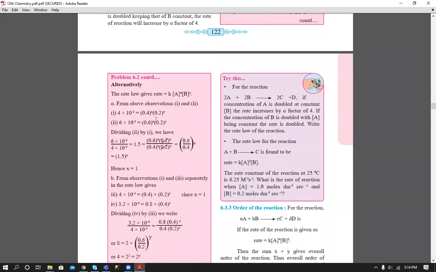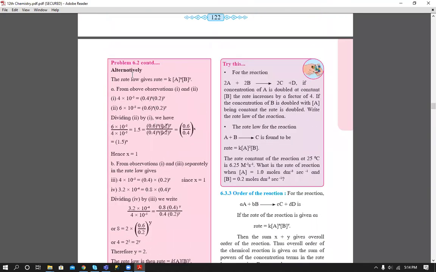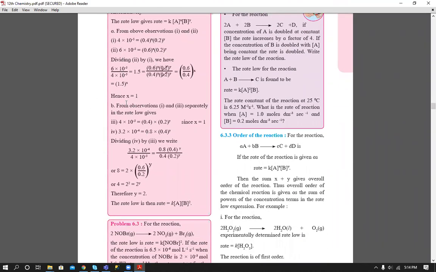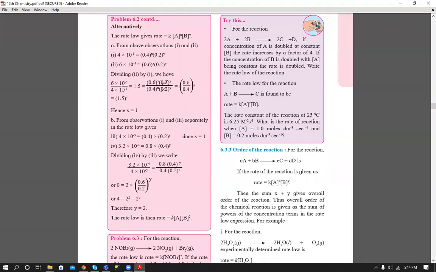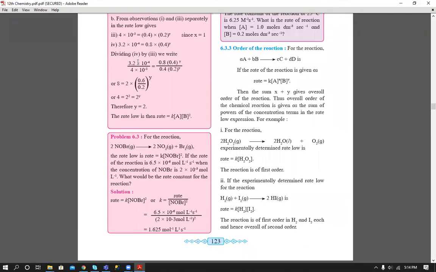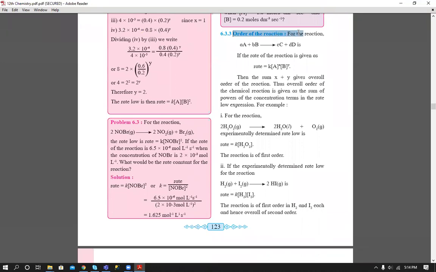Then we have seen the problems on finding the rate law, where we determined x or y. We have seen one of the answer problems also. So today's topic is order of reaction. This is a simple topic. We are going to cover two topics: order of reaction and molecularity, along with intermediate.